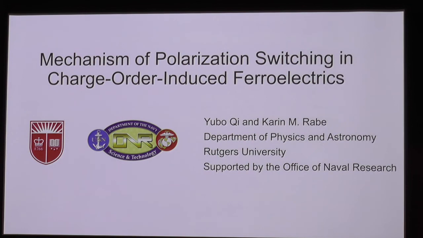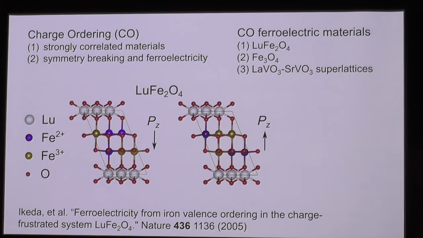Okay. So, in strongly correlated materials, the charges for transition metal atoms can disproportionate, leading to a break of the symmetry and the ferroelectricity. One of the most famous charge order induced ferroelectric materials is lutetium ferrite. Previous experimental works have already confirmed that lutetium ferrite has two different kinds of polarized states. However, the PE hysteresis loop, which is a sign of polarization flipping under electric field, has not been observed.